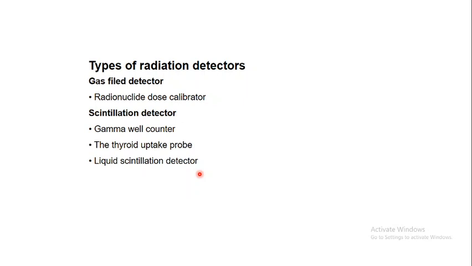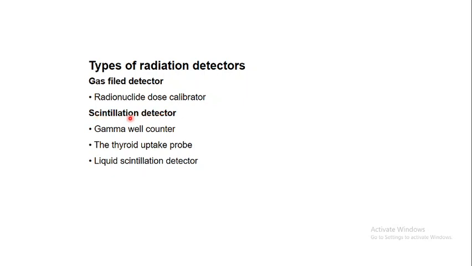If we look at the types of radiation detection, there are two main types. One is the gas filled detector and the other is the scintillation detector. In a gas filled detector we use gas for ionization, which produces a pulse of current and gives us information about the strength and activity of the radiations.